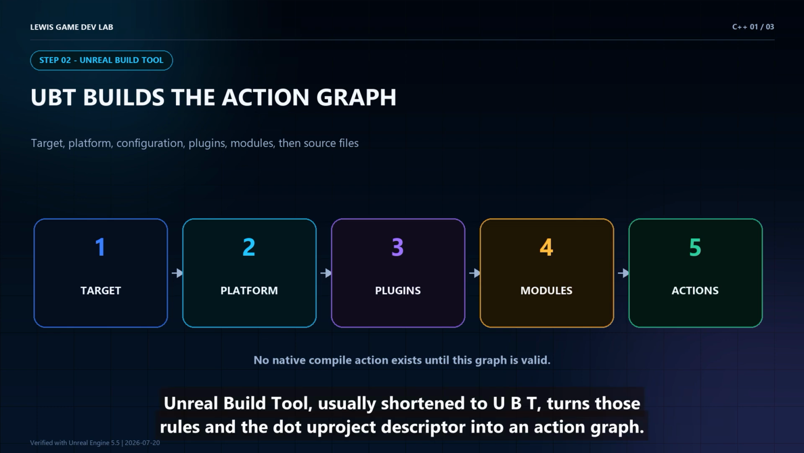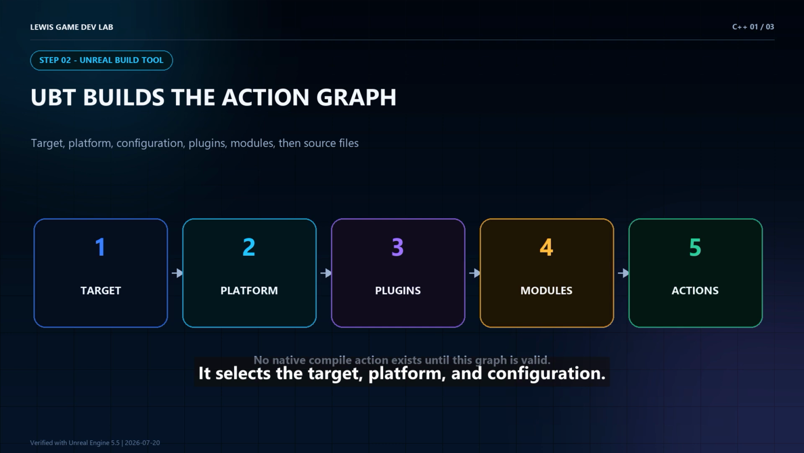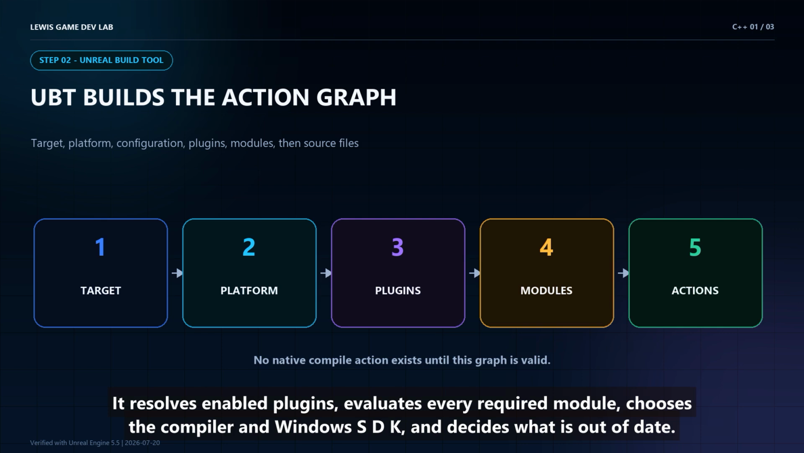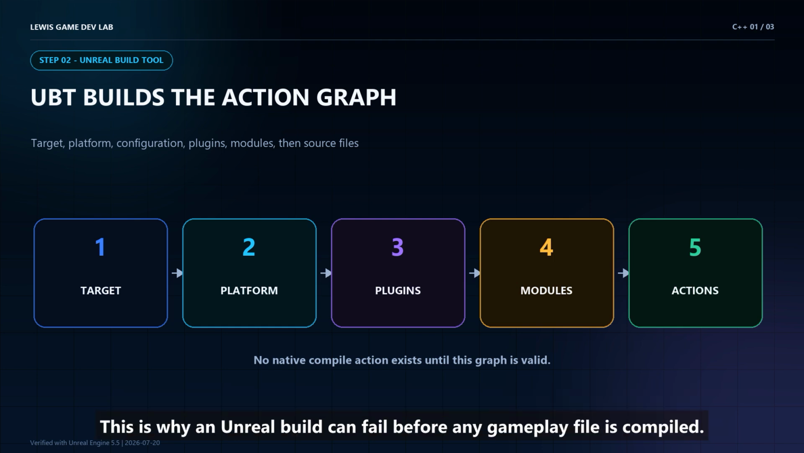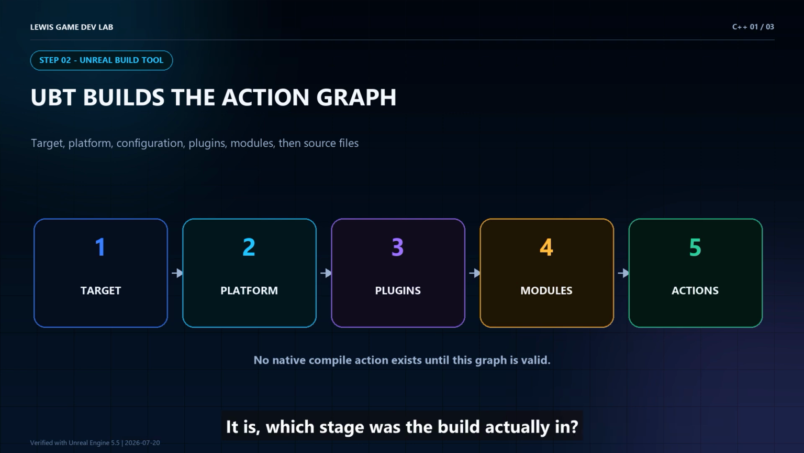Unreal Build Tool, usually shortened UBT, turns those rules and the .uproject descriptor into an action graph. It selects the target, platform, and configuration. It resolves enabled plugins, evaluates every required module, chooses the compiler and Windows SDK, and decides what is out of date. This is why an Unreal build can fail before any gameplay file is compiled. The first useful diagnostic question is not, what is the last red line? It is, which stage was the build actually in?